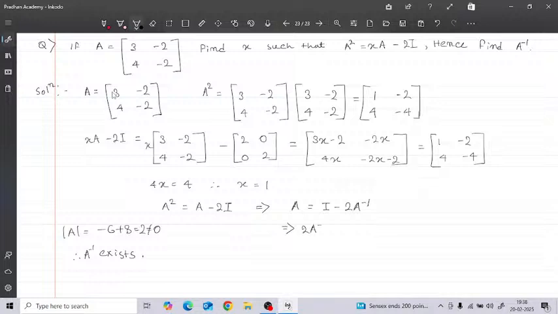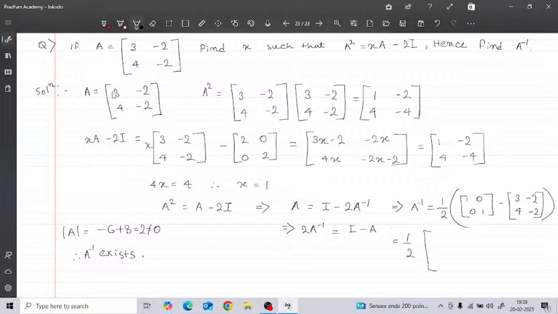So okay, so that's my A inverse. That's quite an important question.